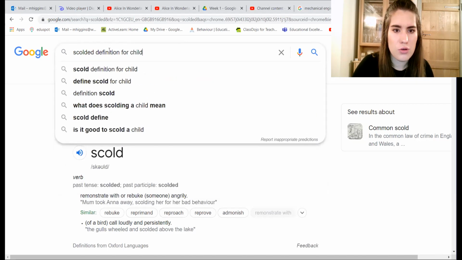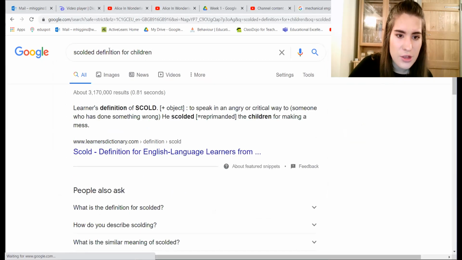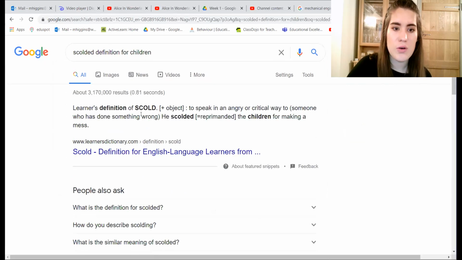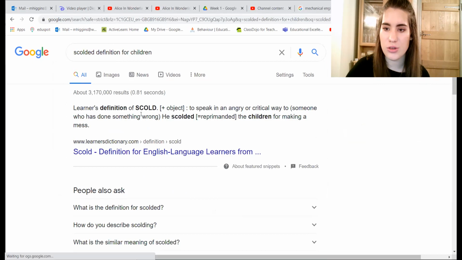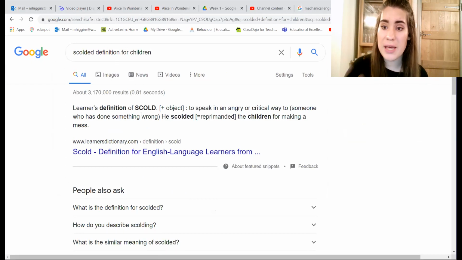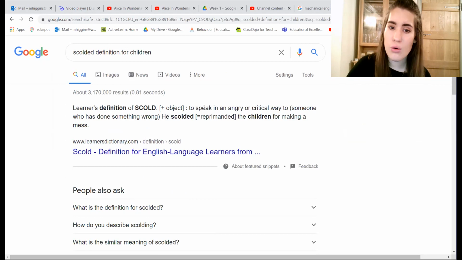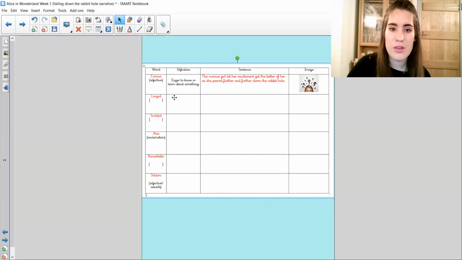For children, if you type in a child's definition, it's going to give you a bit of a better definition that's more pitched at you guys. And I prefer these definitions as well because they don't use as many fancy words. So for example, this one. Definition of scold: to speak in an angry or critical way to someone. Okay, that makes a lot more sense to me. So I'm going to go back to my sheet and I'm going to fill in my definition for scolded.